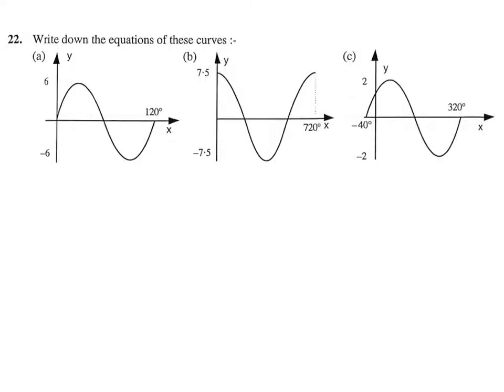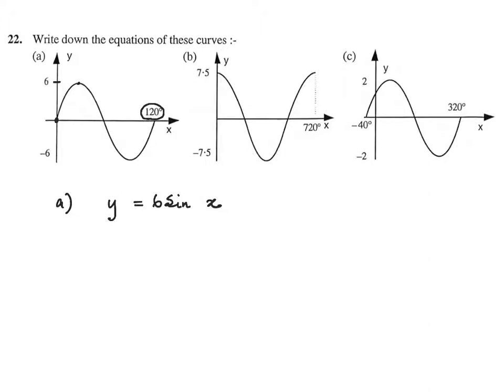Question A. Now this is a sine curve because it starts at 0, goes up to its maximum. And the fact that that maximum is 6 means that we have 6 sine. We also have an x. You can see from the diagram that the period is 120 degrees.